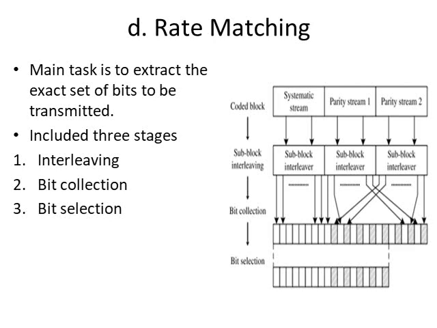So that's the main task of the rate matching block. Generally, rate matching consists of 3 different stages. The stages are interleaving, bit collection and bit selection. Let us see them one by one.